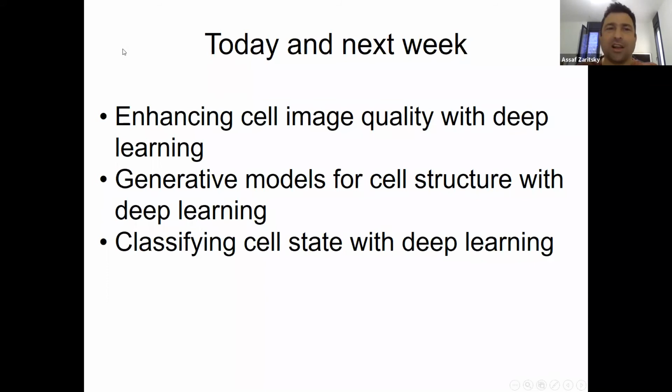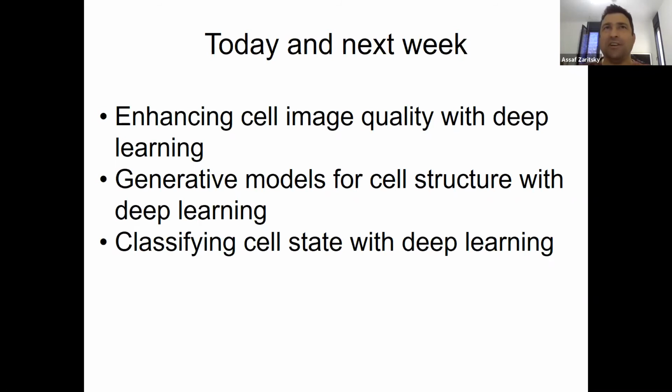Okay, so I think by that we mostly covered enhancing cell image quality with deep learning. There are a lot of papers in the list that I shared with you that do this, but basically it's the same thing. It's mapping from one modality to another, low quality to high quality, wide field to super resolution, et cetera. It's basically the same thing again and again. So computationally, there are not any new ideas for us.